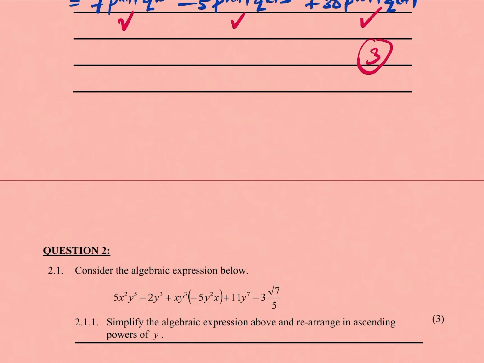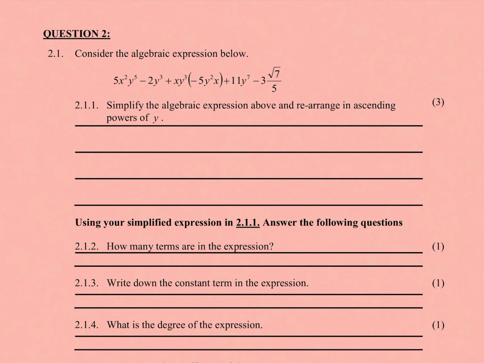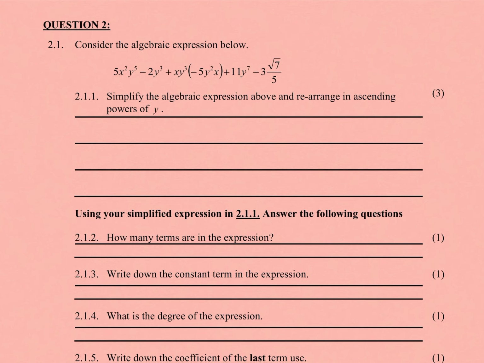So let's see the polynomial. So this is question 2 for polynomial. I don't think it's tough. Let's check. They're saying consider the algebraic expression below, and then they are giving you now 5x squared y to the power 5 minus 2y cubed plus xy cubed into minus 5y squared x plus 11y to the power 7 minus 3 root 7 over 5. They now say, guys, simplify the algebraic expression above, and rearrange it in ascending powers of y.